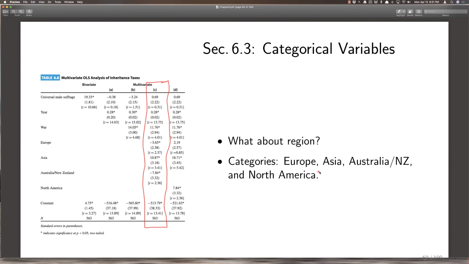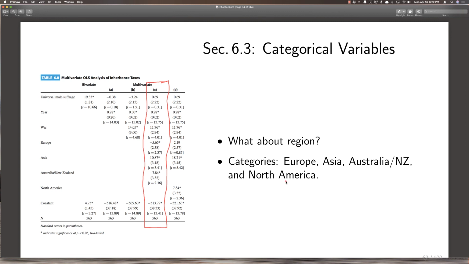Countries in Europe tend to share similar legal systems. Not completely, right? Continental Europe and England could be different, but for the purposes of what these researchers did, Asia, North America, right? So these were the different categories. So let's say they had region as the variable, Europe was 1, Asia was 2, Australia, New Zealand was 3, North America was 4.